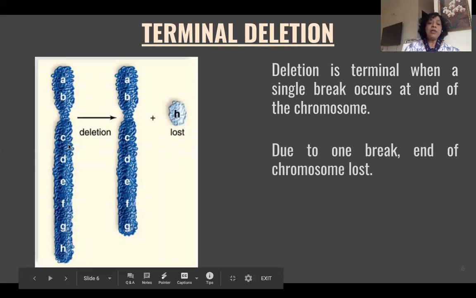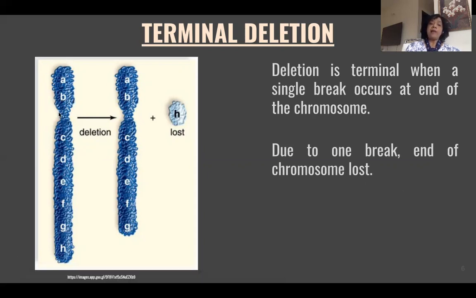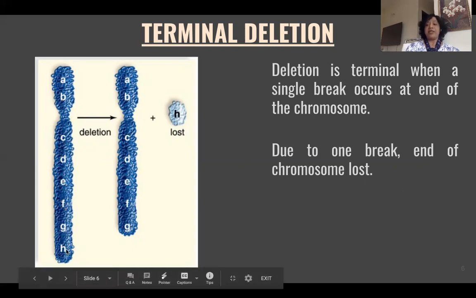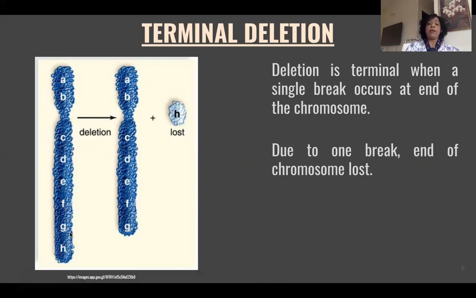So this is a normal chromosome. Now let us see what are the genes present on this chromosome. In the P arm or the short arm, you can see the genes A and B. Then you can see the centromere, and then in the Q arm or the long arm, you can see the genes C, D, E, F, G, and H. So this is a normal chromosome.